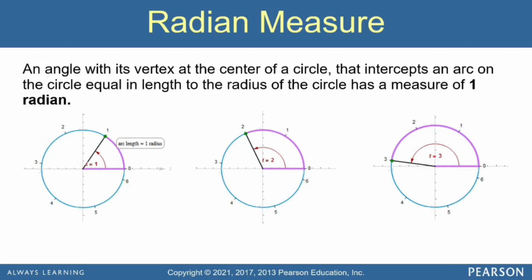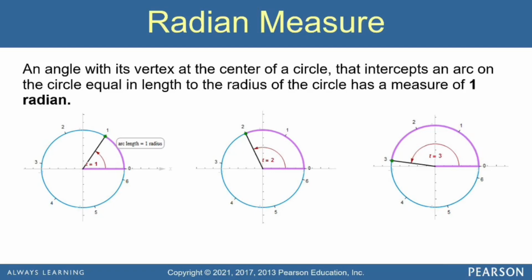Now look at this second diagram. This angle has a measure of 2 radians, and you can see here that we have 1, 2 radius lengths that this angle cuts off on the circle, and so this angle has a measure of 2 radians. It looks to be close to 120 degrees, but of course it's not exactly 120 degrees. It is a little short of that, but it is exactly 2 radians in measure.